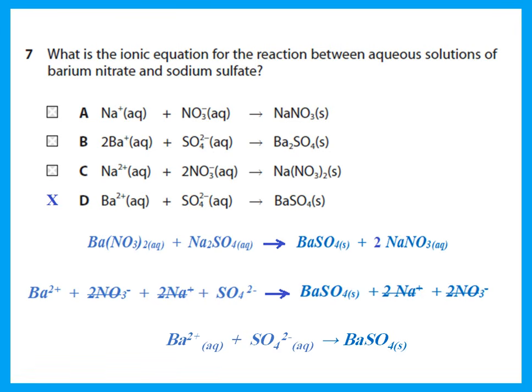I'm going to tell you that without doing all of this, you should realize that barium nitrate and sodium sulfate react to form a precipitate of barium sulfate, because this was the test for sulfate. And if I want to write the ionic equation for formation of barium sulfate, of course it would be made from barium ions and sulfate ions.